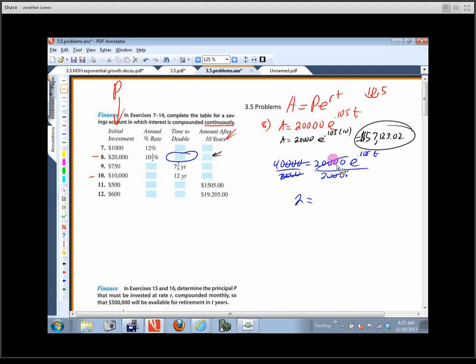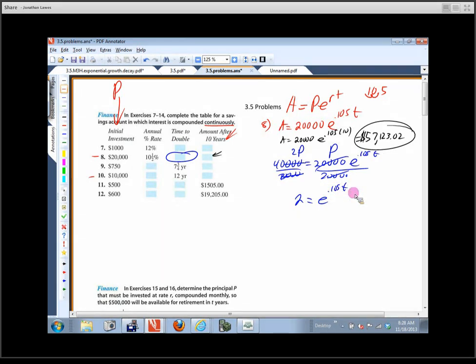If you think about it, it wouldn't matter if I put $1 here and $2 here. When I divide by the 1, I'd get 2 divided by 1. This would be a 2. Or if I put a p here and a 2p here, it's going to take the same amount of time to double no matter what the original amount is because of the interest rate. The interest rate is the same on each one of those. So this is e to the 0.105 t.